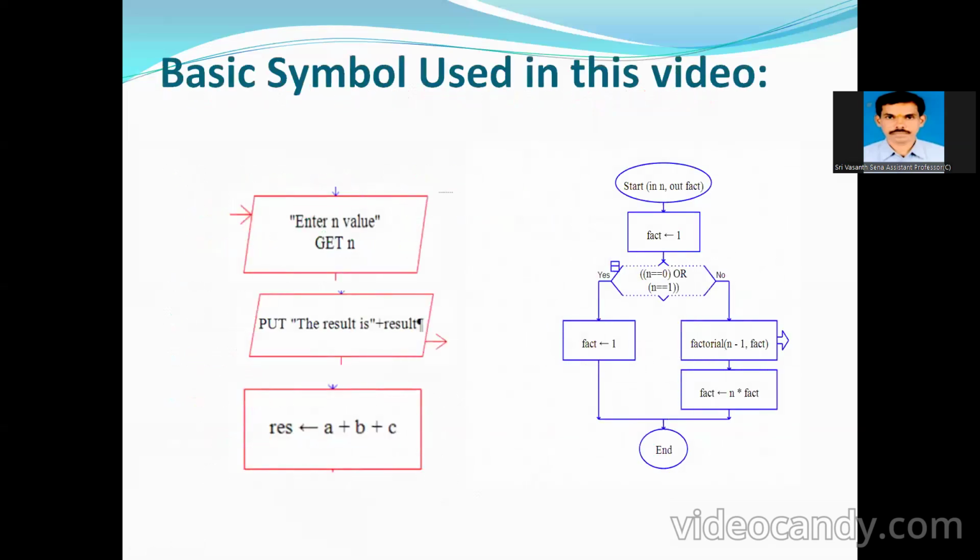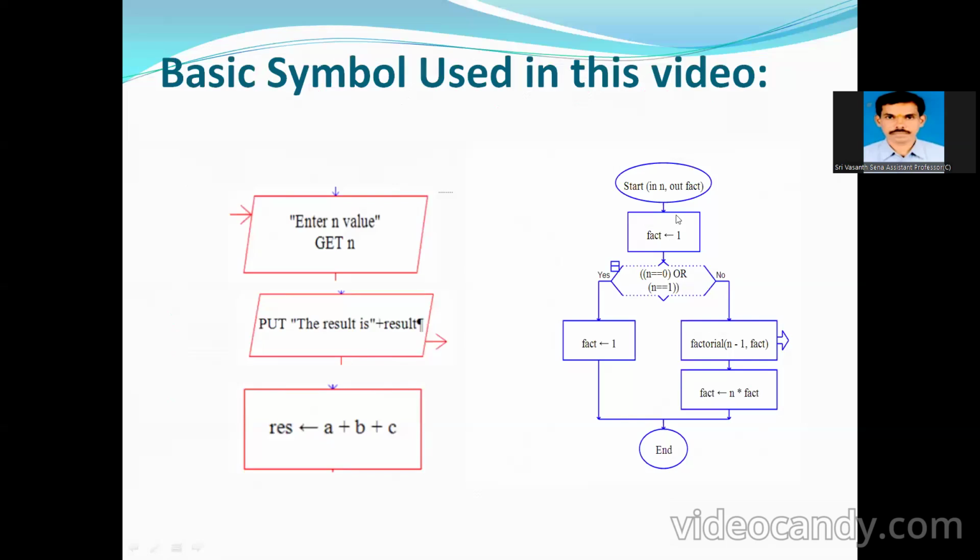So the basic symbols used in this video include the input/output symbol and the processing symbol. We are using the function call symbol: I call the factorial function by passing n minus 1. This is my input parameter. The output parameter is fact. Every time, this fact variable is multiplied with n into the given factorial of (n minus 1).